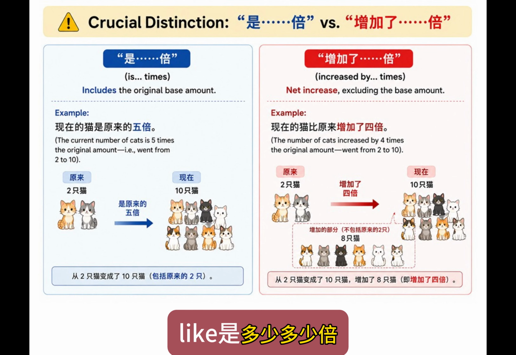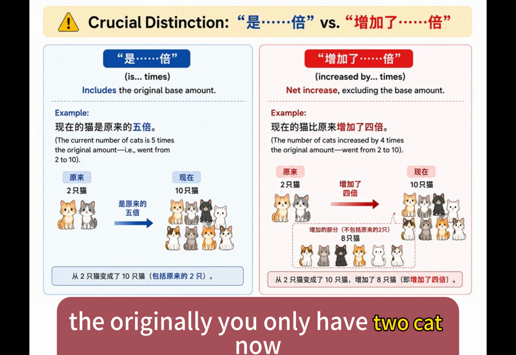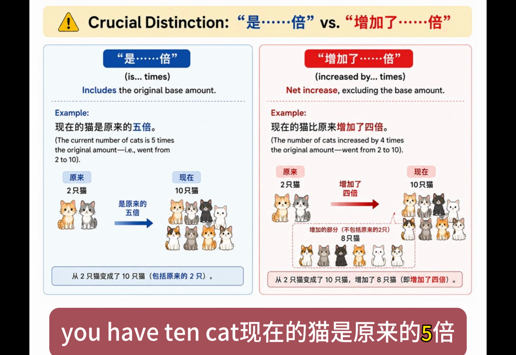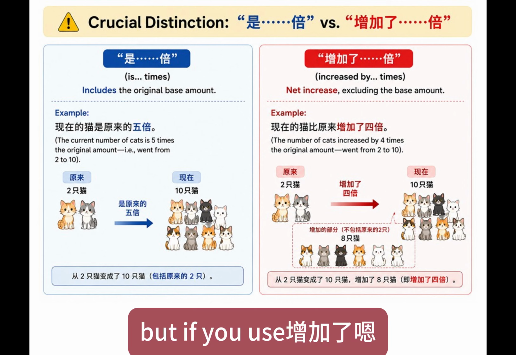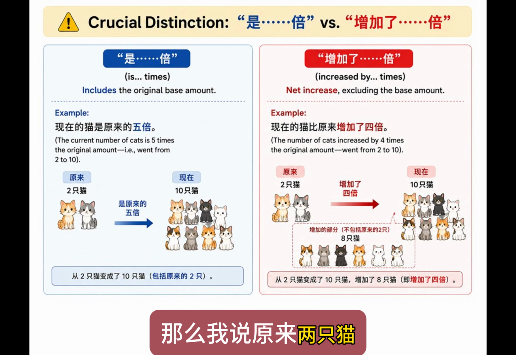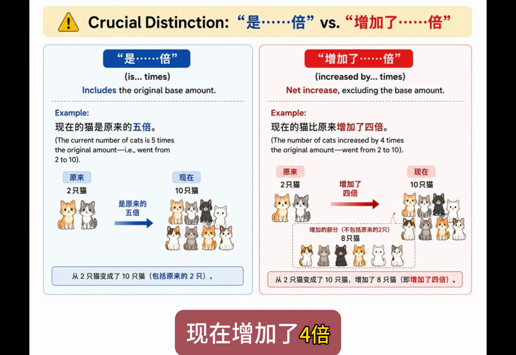Like 是多少多少倍. Originally you only have 2 cats, now you have 10 cats. 现在的猫是原来的5倍. But if you use 增加了, 那么我说原来2只猫现在增加了4倍, now 现在是10只猫.